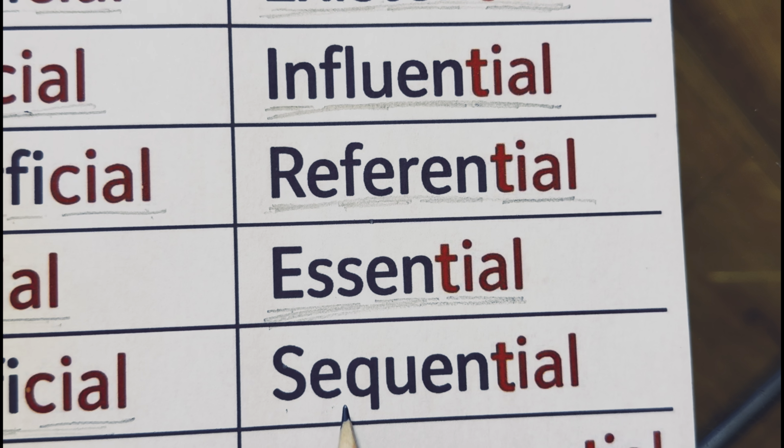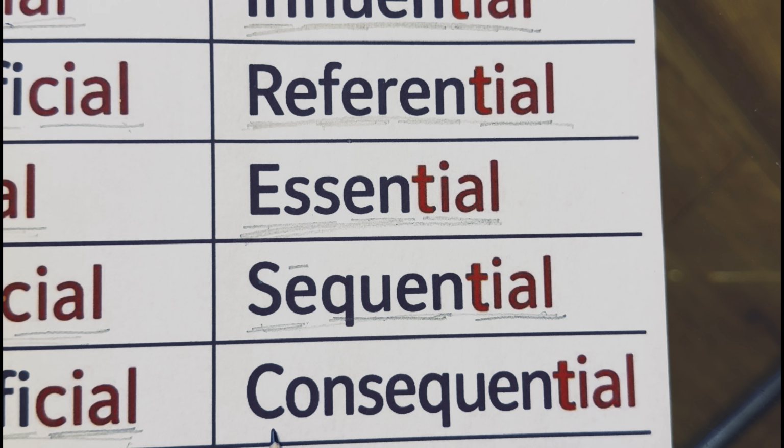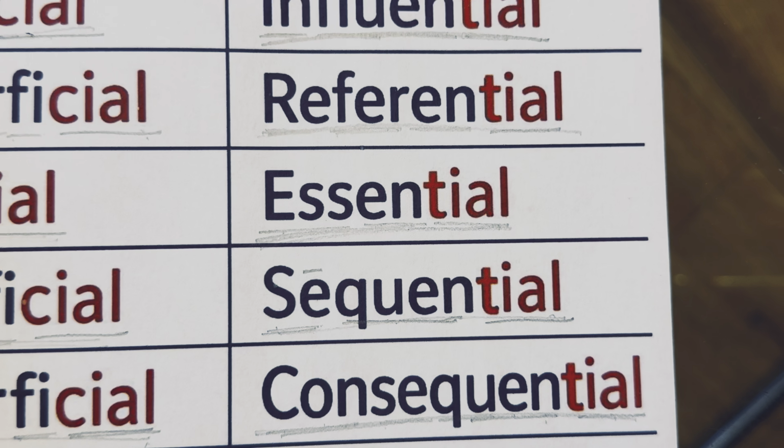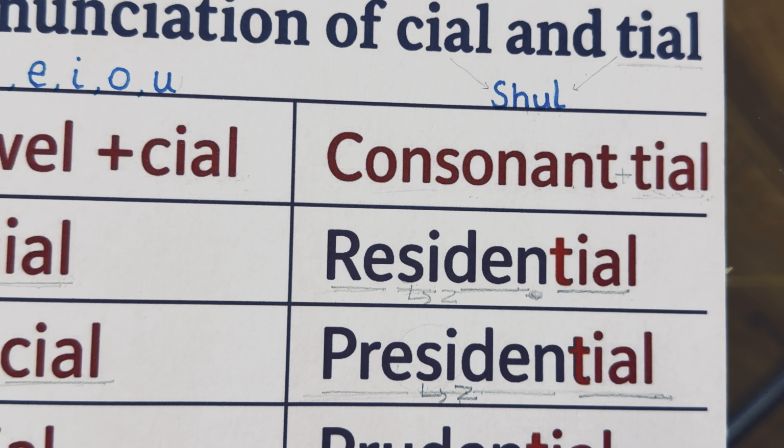E. In this word, we will read E as long vowel sound. E. Se, quen, sequential, sequential. And the last word is con, se, quen, consequential, consequential. So these are all examples for TIAL as shall sound.